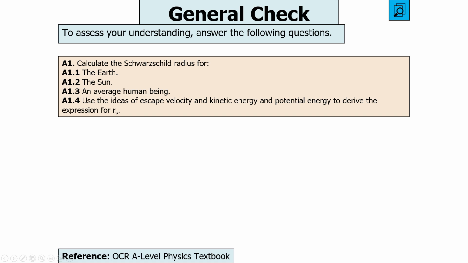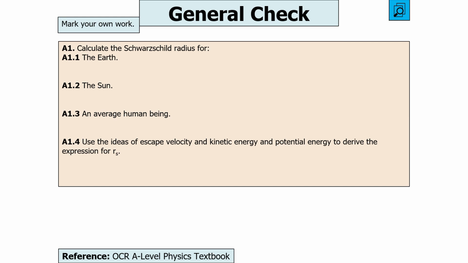So in our next question, it says calculate the Schwarzschild radius for firstly the Earth, secondly the Sun, third an average human being, and then fourth use the idea of escape velocity and kinetic energy and potential energy to derive the expression for the Schwarzschild radius. So pause the video now, then unpause the video when you want to go through your answer.